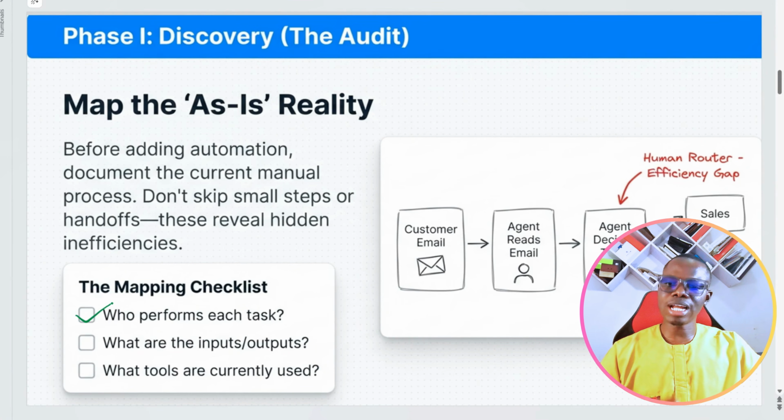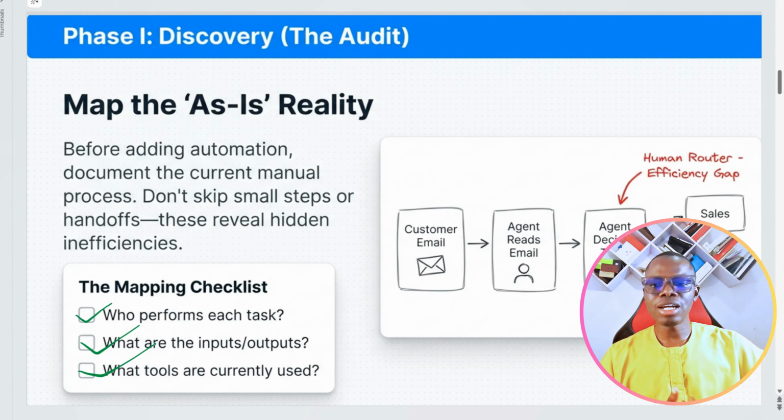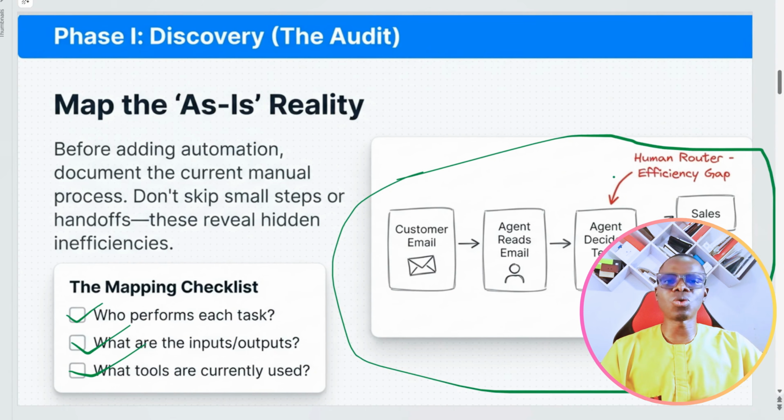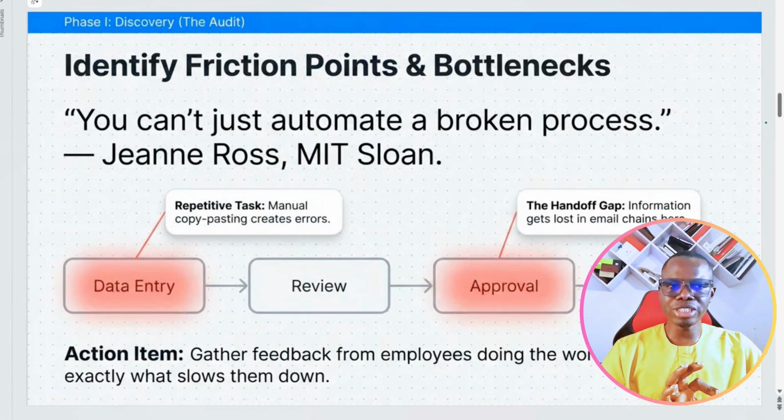Who performs what tasks? What are the inputs and outputs? What tools are they currently using? If they are using Gmail, Slack, Airtable, or anything at all, you want to understand what they are using to perform different actions. So do the mapping checklist. Try and understand what they do. And this is an example of a manual sketch of what they do. Oh, the customer email comes in, the agent reads, the agent decides, there is sale, there is support. You want to start with this mapping checklist.